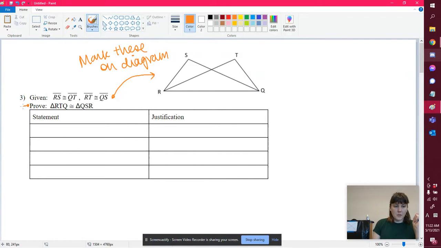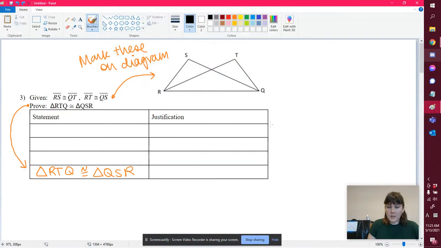Your proof statement is going to be the thing that goes last in your proof. We're going to say a bunch of stuff and say why we know how to say that stuff. The whole point is so that we can eventually say the proof statement, which for us is that triangle RTQ, this triangle, is congruent to triangle QSR. QSR is this triangle. The entire point is to justify, or tell why, these 2 triangles are congruent.